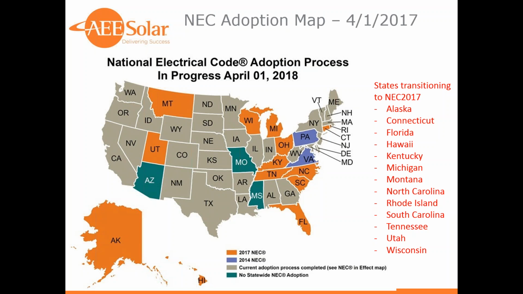So if you look at the NEC adoption maps, they will have the dates when each individual state is expected to adopt those. But please pay attention to all those states in addition to the ones currently on the 2017 code cycle, because we're going to have module level rapid shutdown in effect as of January 1st.